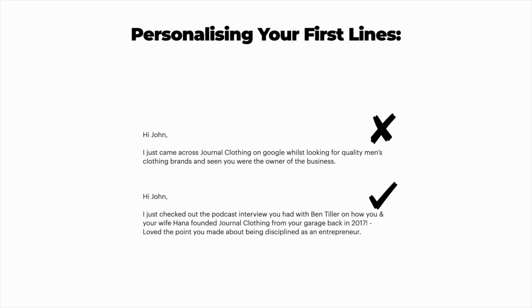That's way more personalized, because you can't just change the name John to Max and send that to Max, because Max will not have had an interview with Ben Tiller, and his wife won't be called Hannah, and his clothing brand won't be called Journal Clothing, and he won't have started his business back in 2007, and he wouldn't have made the point about being disciplined as an entrepreneur.